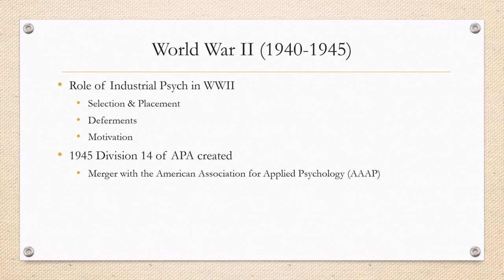In 1945, towards the end of this, Division 14 of APA was created. And this was done by merging APA with what was called the American Association for Applied Psychology. Previous to this time period, applied psychologists who were working both in industrial psychology and in education, military, and clinical psychology were not finding that APA was accepting of their applied work, taking the knowledge of human behavior and applying it to improve situations. So they created their own organization, which was the AAAP. In 1945, APA conceded and saw the importance of these subdivisions of psychology.